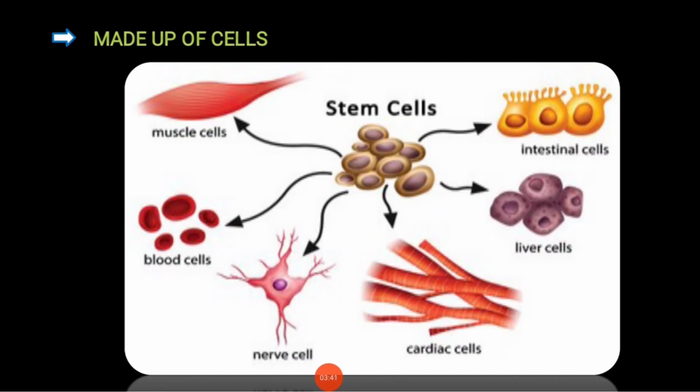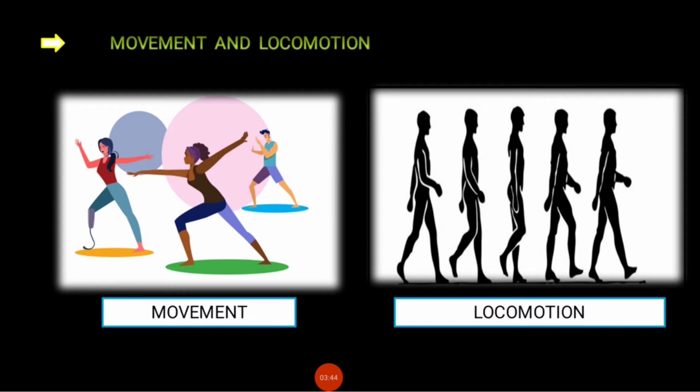Now, the third characteristics is living things show movement. Students, all the living organisms show movement. The change in the position of any body part is known as movement, and the movement of the whole organism from one place to another place is known as locomotion.